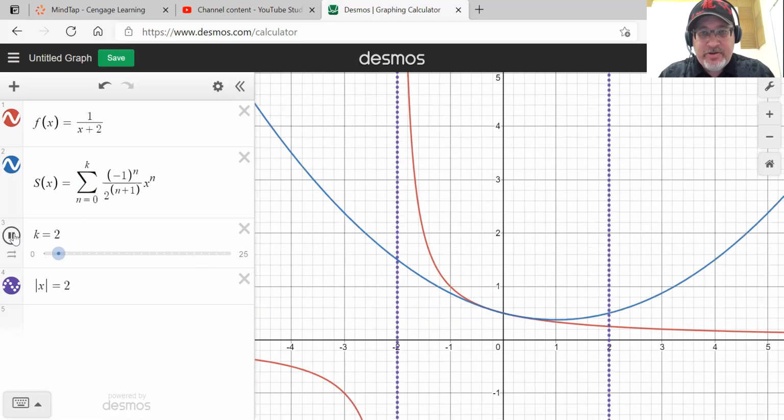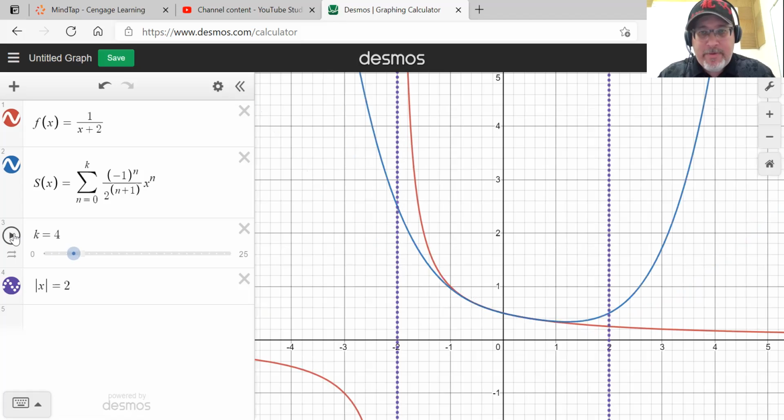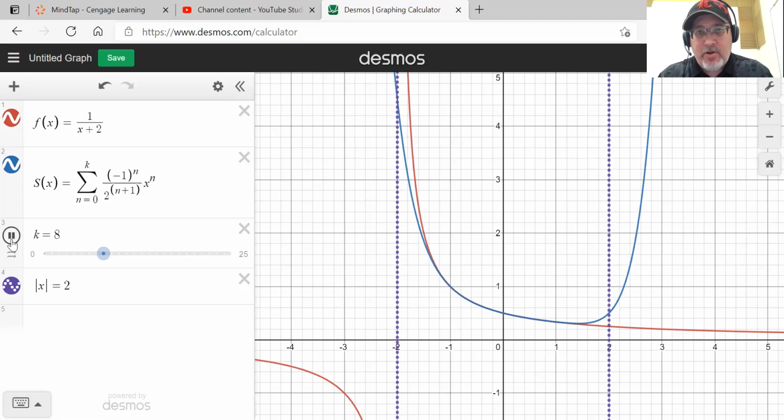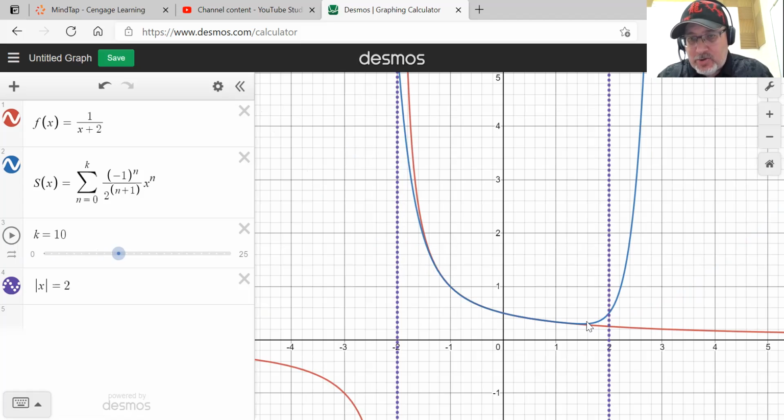Right now it's at 1, 2, 3, 4. Let me pause it. You can already tell that we're getting some pretty tight convergence in the middle, but not towards the ends of the interval of convergence. As we raise the power on our polynomial, our partial sum, right now we're at a 10th power, going all the way up to x to the 10th. And if you notice, we've got much tighter convergence in the middle. We're still deviating from the ends.